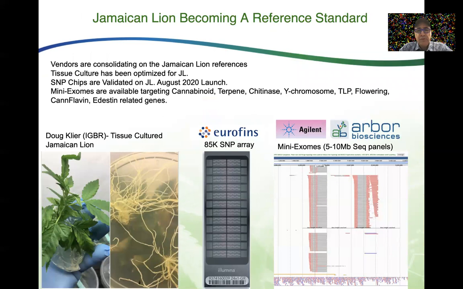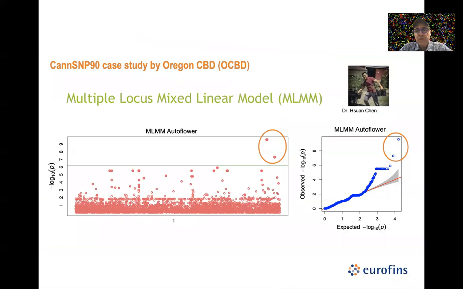So there's a variety of different tools out there you can now use off of this Jamaican Lion reference. There are companies that have built exomes or mini exomes, from Arbor and Agilent. Eurofins has built a SNP chip off of this reference, and other people have begun to tissue culture this cultivar so that we have a genetic resource that we can work with. And by far, the Jamaican Lion reference is probably the most data aligned to it of any other reference, just based on its length. Now, with this, we did a field trial with Oregon CBD.